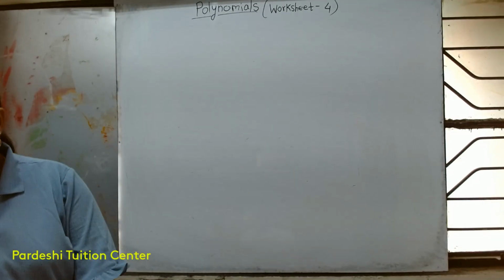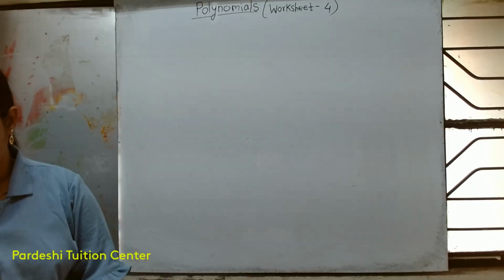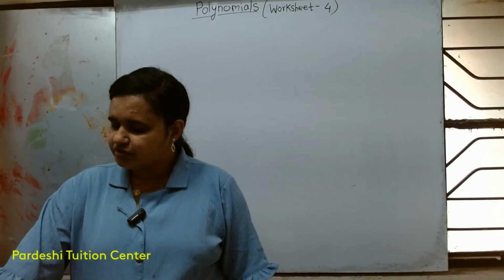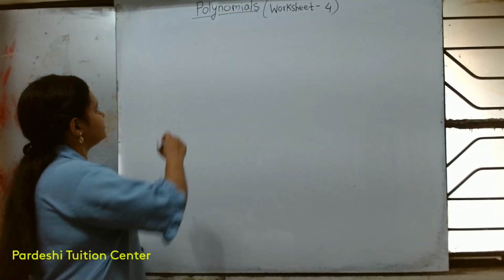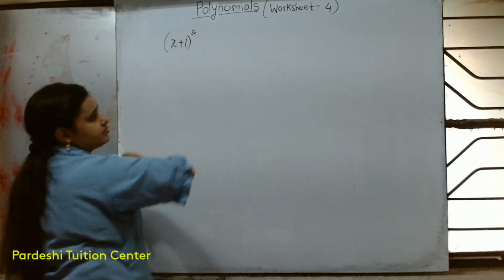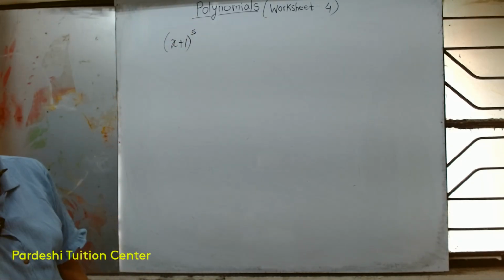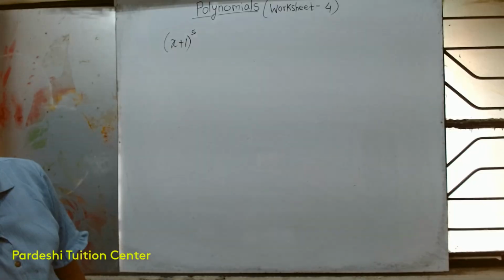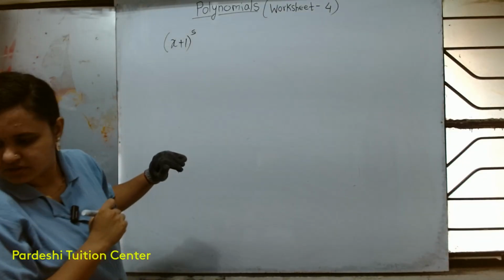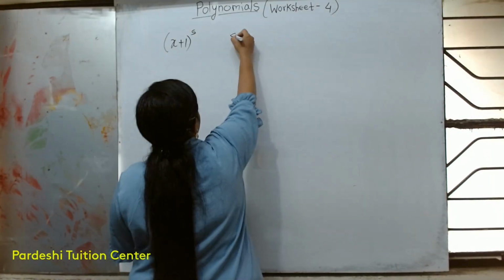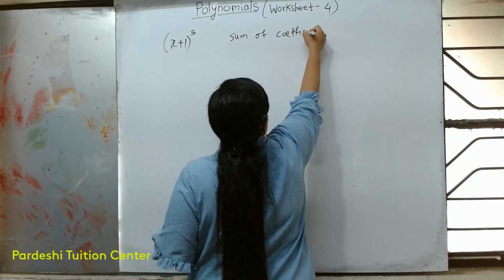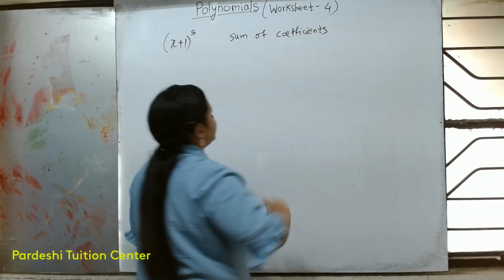Now level 1, question 1: the sum of the coefficients in the expansion of x plus 1 to the power 5. Okay. Now we have to find the sum of the coefficients. We have to find sum of coefficients. So we can easily solve.